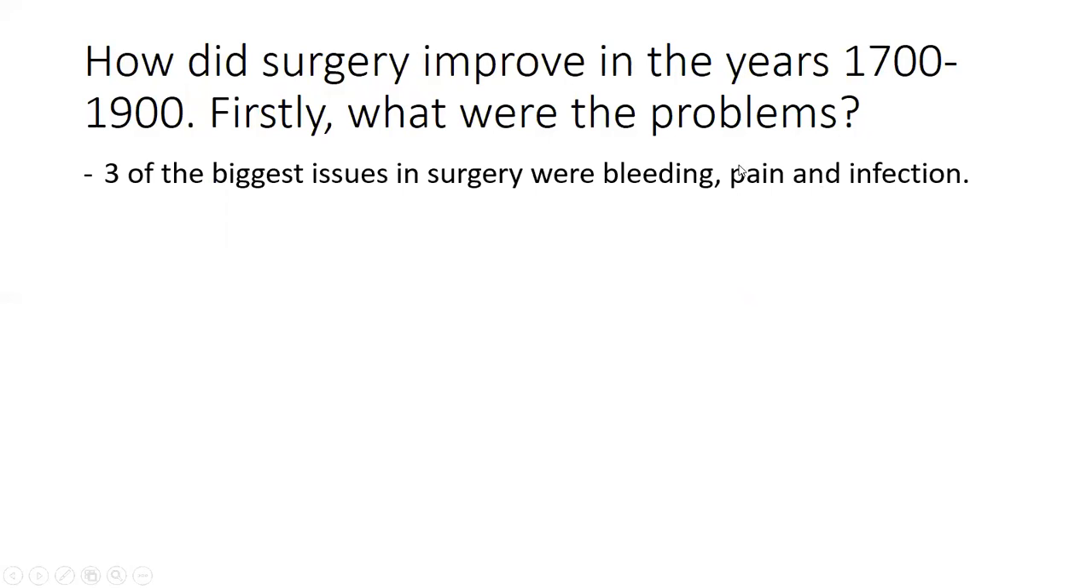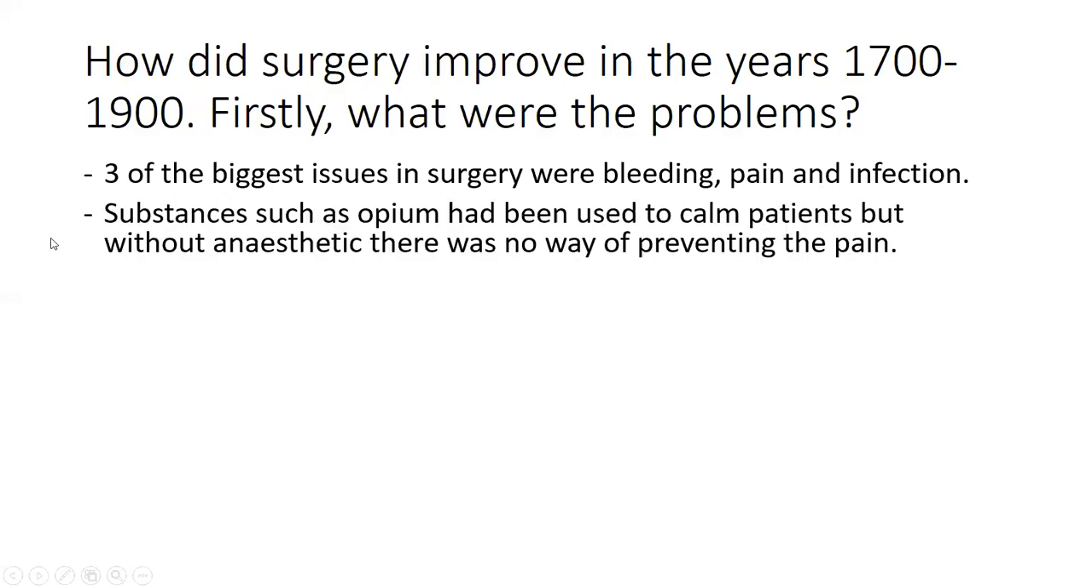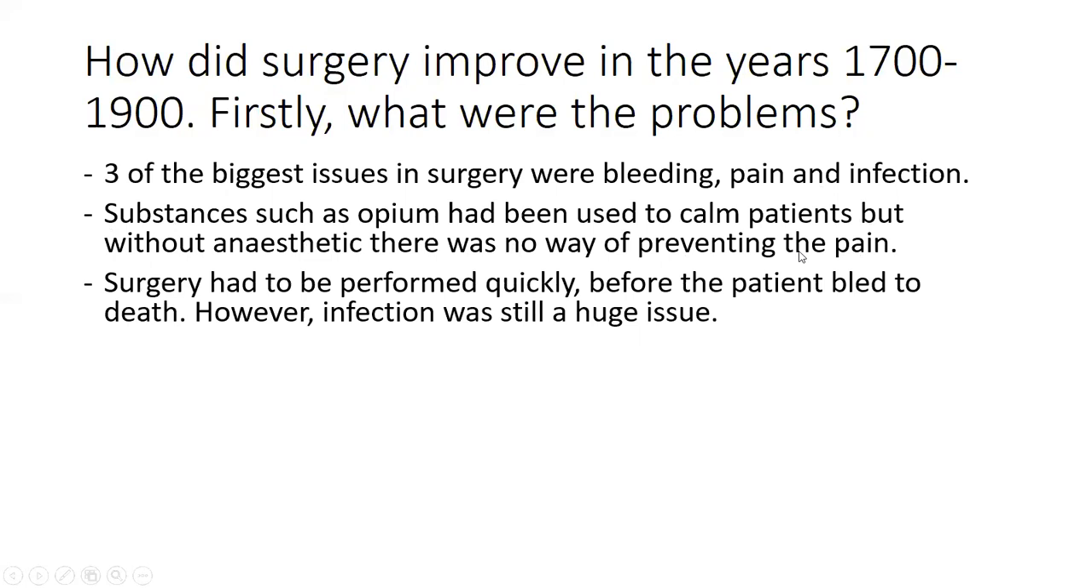Surgery was very different from 1700 to 1900 than what it is today. But it's because of this period that we have the advancements that we have in today's surgical world. Substances such as opium had been used to calm patients, but without anaesthetic, there was no way of preventing the pain. People were having operations while they were awake. Surgery had to be performed very quickly. The quicker, the better. Why? Well, number one, the patient might bleed to death. They might go into shock and go into cardiac arrest.